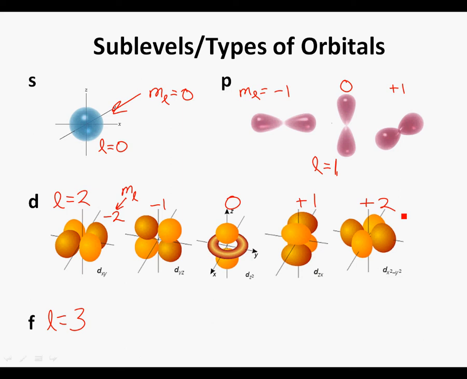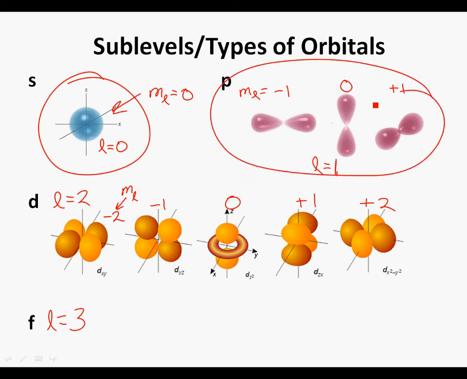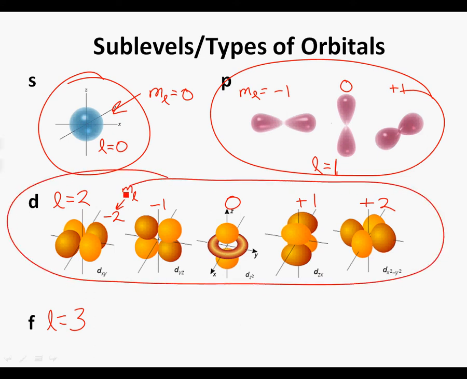There's an s in the first energy level. There's an s in the second. There's an s in the third. There's an s in every energy level. The p's are only in the second energy level and third and fourth and fifth. There are no p's in the first energy level. The d's are only in the third energy level and higher. There are no d's in the second energy level or first energy level. And the f's only appear in energy level 4 and higher.